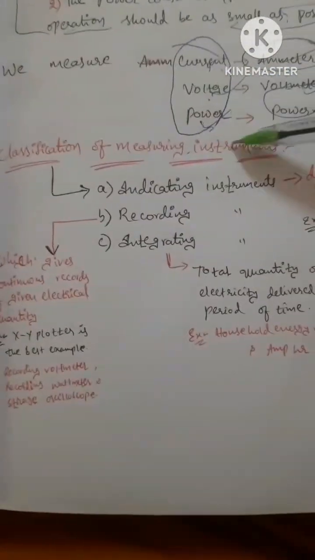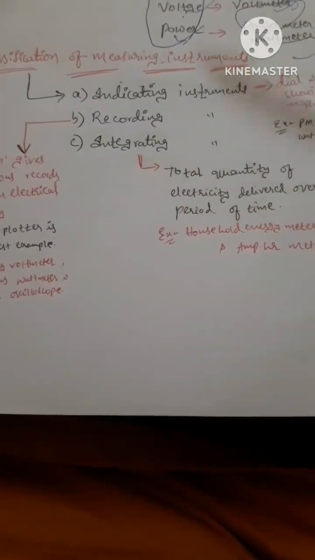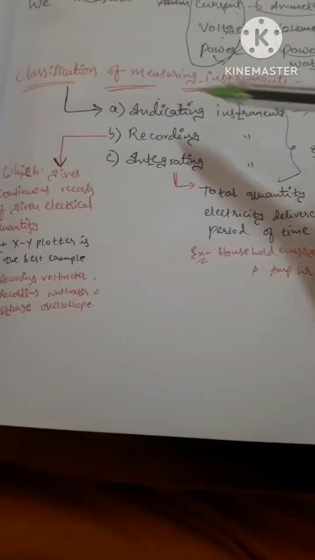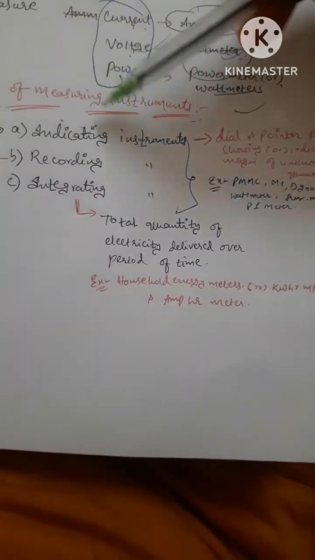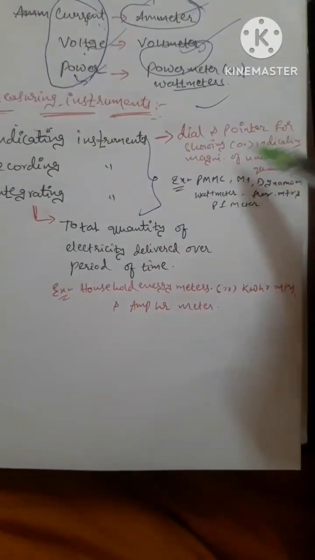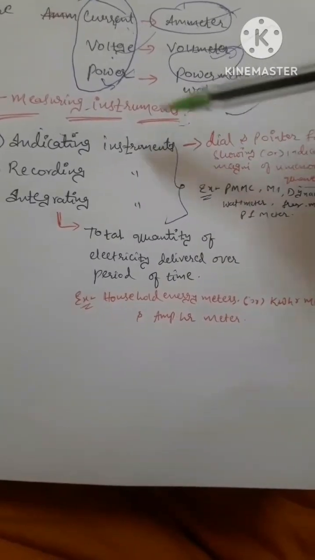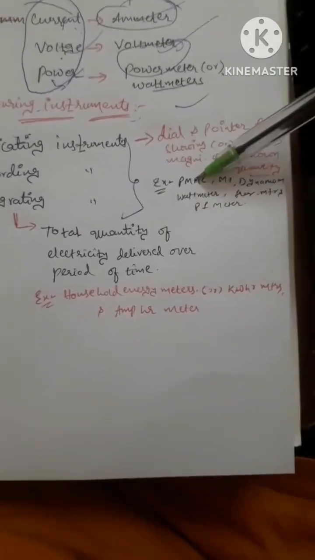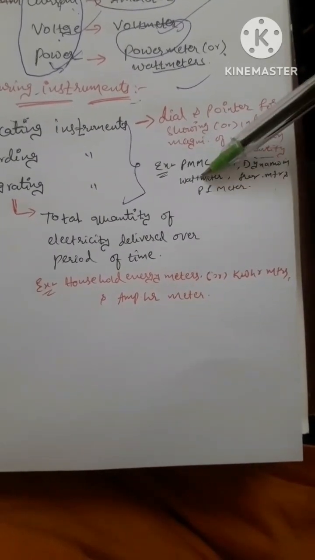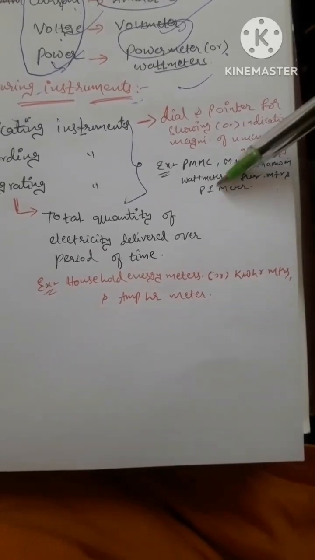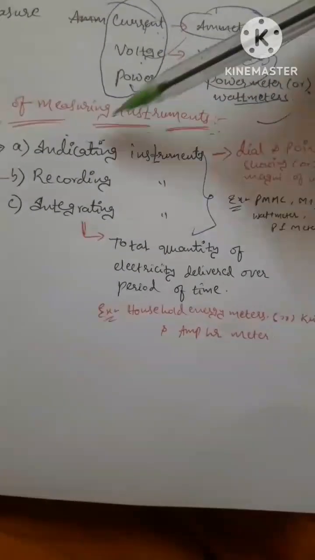So next is the classification of measuring instruments. The classification is indicating instruments, recording instruments and integrating instruments. First, indicating instruments. Indicating instruments make use of a dial and pointer for showing or indicating the magnitude of an unknown quantity. The examples are PMMC, which means permanent magnet moving coil, MI, moving iron instrument, dynamometer wattmeter, frequency meter and power factor meter. These five instruments come under the indicating instruments.